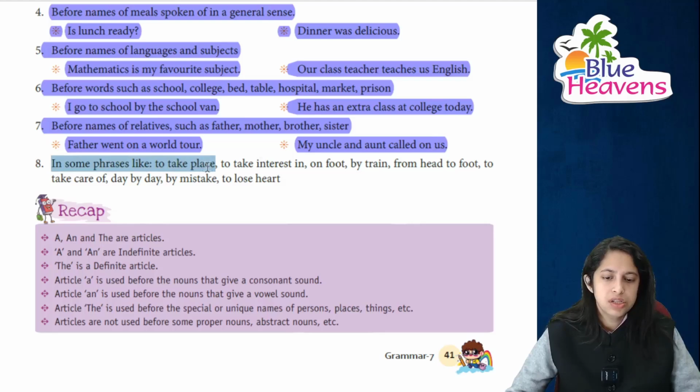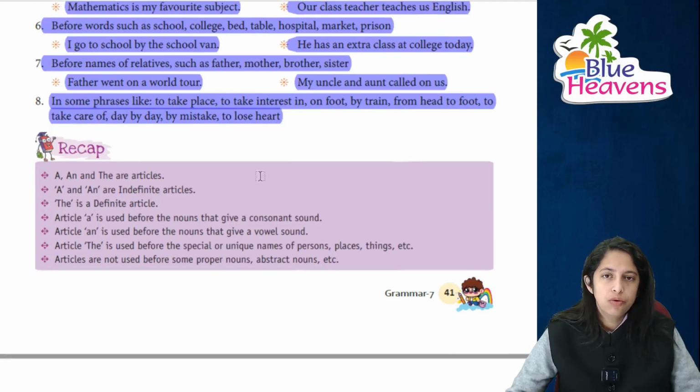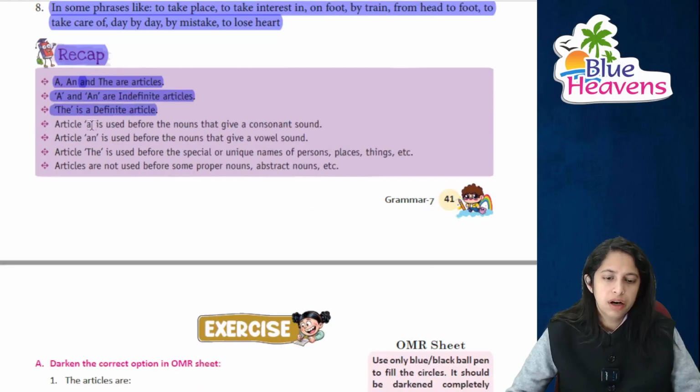In some cases, such as to take place, to take interest in, right? On foot, by train, from head to toe, right? To take care of, day by day, to lose heart, right? There is a quick short recap. A, an and the are articles. A and an are indefinite articles. The is a definite article.